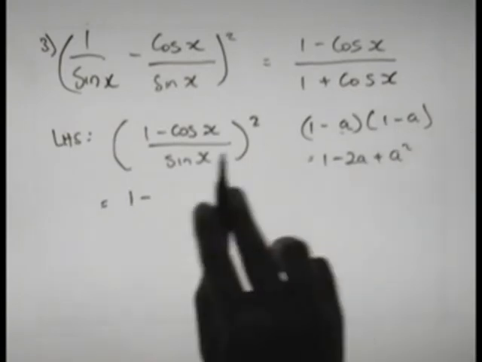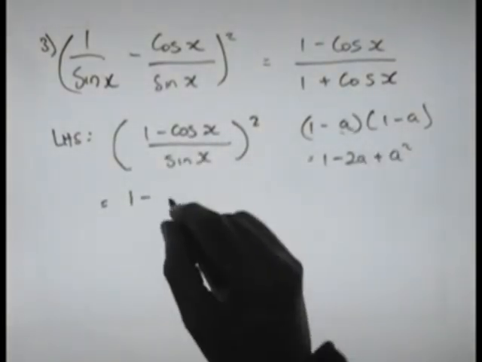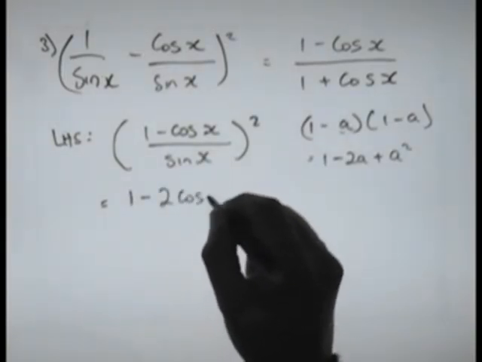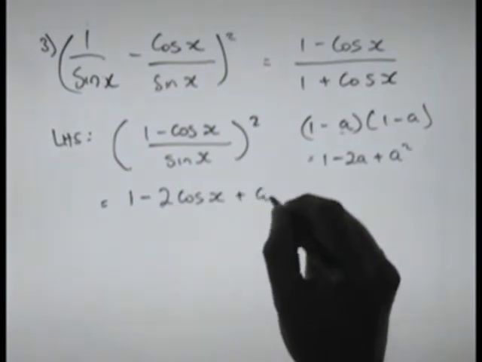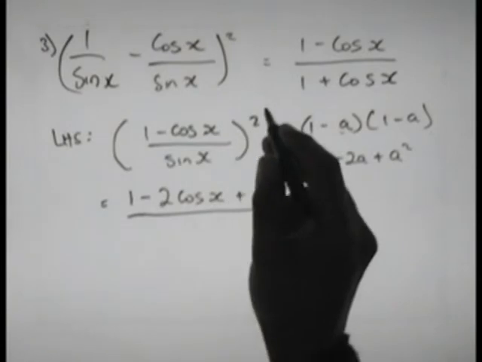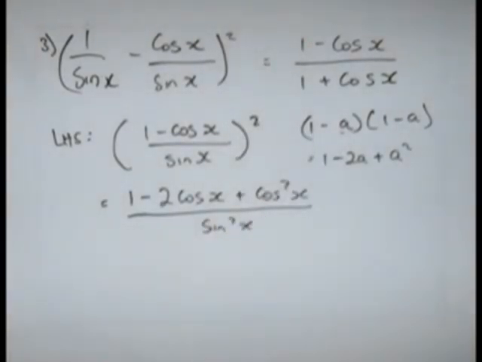Using that same concept, we're going to apply it here, except instead of a, we're going to have cos x. So that's going to become 1 minus 2 cos x plus cos squared x over sine squared x.